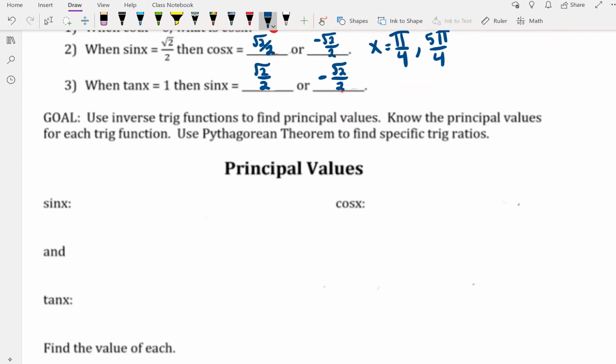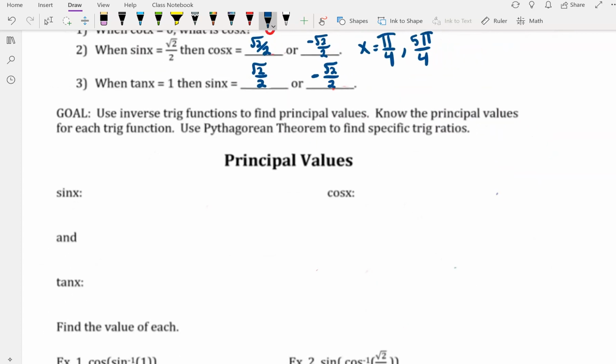All right, the goal for this lesson is to use inverse trig functions to find principal values, know the principal values for each trig function, and use the Pythagorean theorem to find specific trig ratios. When we talk about principal values, we talked about this in the previous video, but we're talking about basically the quadrants that inverse sine can exist in.